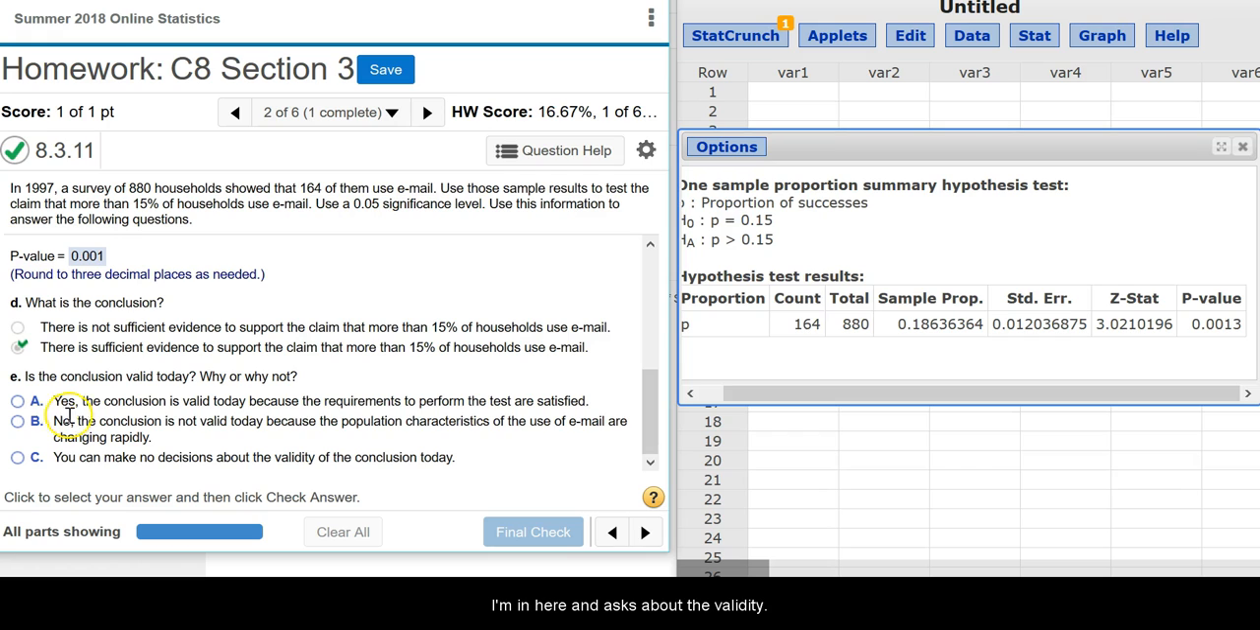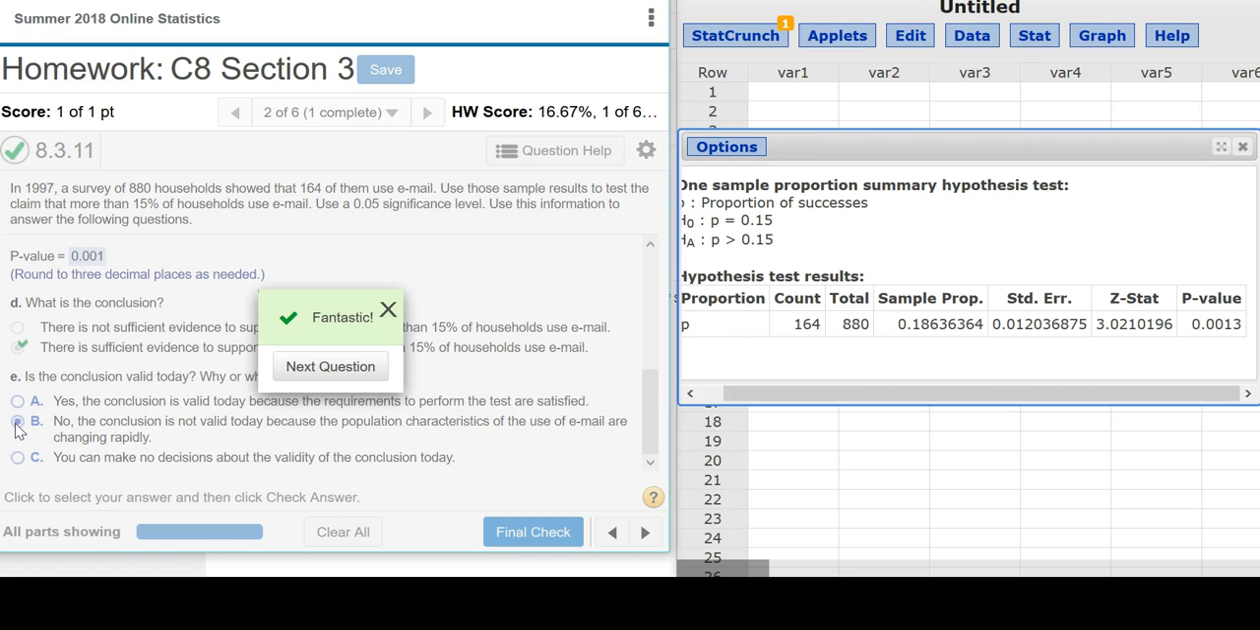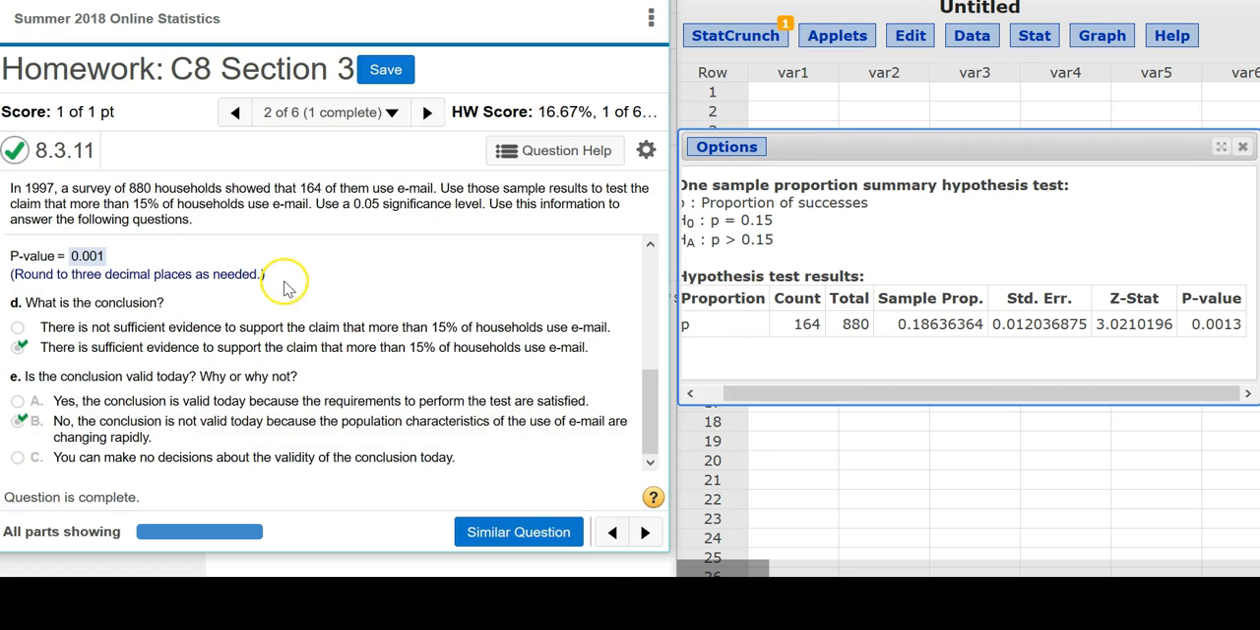And then here it asks about the validity. No, it's not valid, I would say, because this was back in 1997. So that's how we can use StatCrunch to help us with the hypothesis testing for proportions.